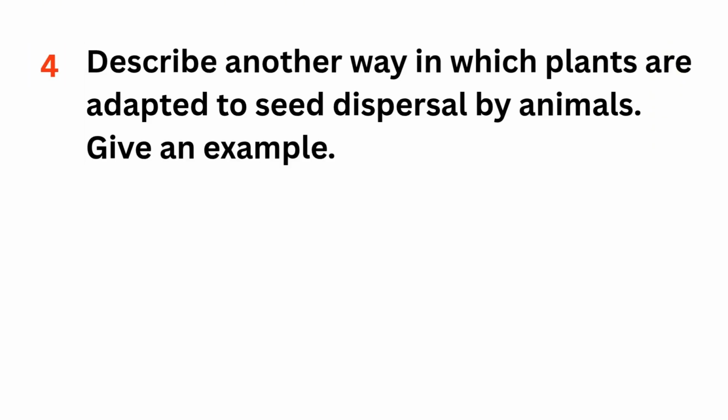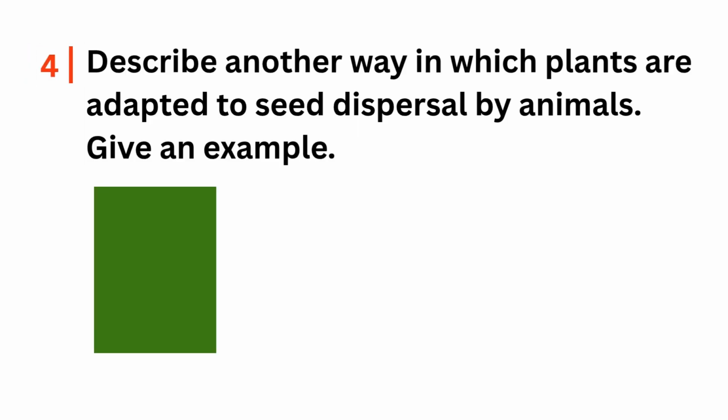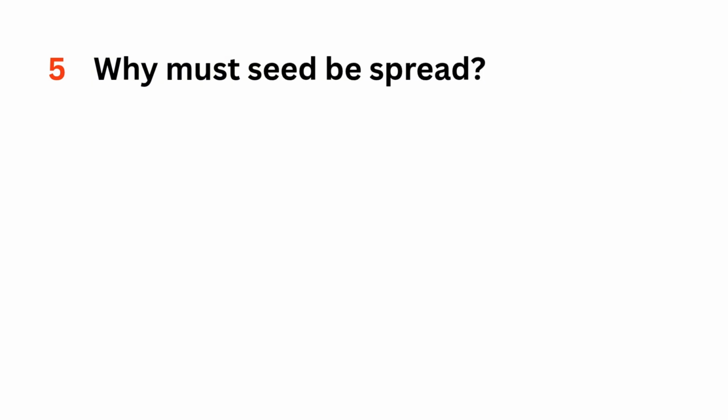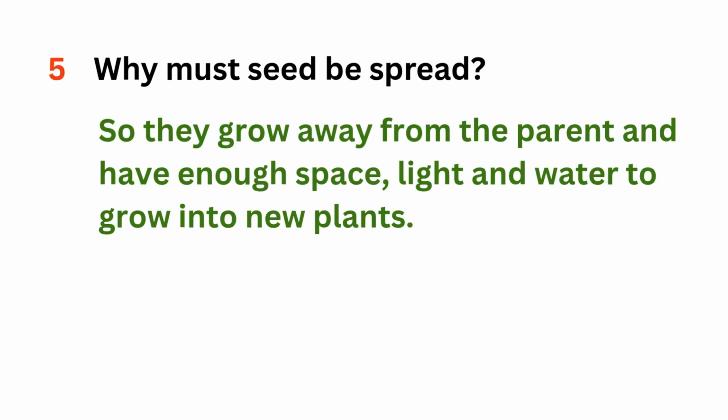Question number 4. Describe another way in which plants are adapted to seed dispersal by animals. Give an example. Some plants have fruits that animals like to eat. The animals eat the fruit which contains the seeds. The seeds are spread in the animals' droppings. Question number 5. Why must seeds be spread? Seeds must be spread so they grow away from the parent plant and have enough space, light, and water to grow into new plants.